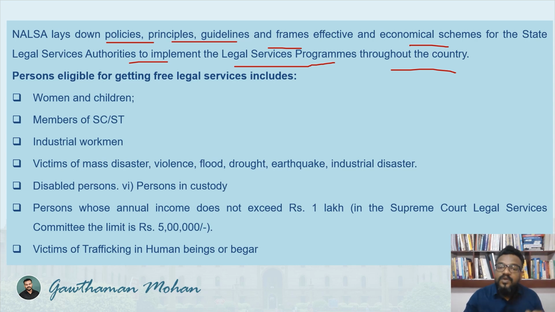Now the question is, who are eligible to get these free legal services? That is the first part of the question. Women and children, members of SC/ST, industrial workmen, victims of mass disaster, flood, violence, drought, earthquake, industrial disaster, disabled persons, persons in custody, persons whose annual income does not exceed 1 lakh, victims of trafficking in human beings, or beggars. So these are the people who are eligible to get free legal services. Now, coming to the second part of the question.